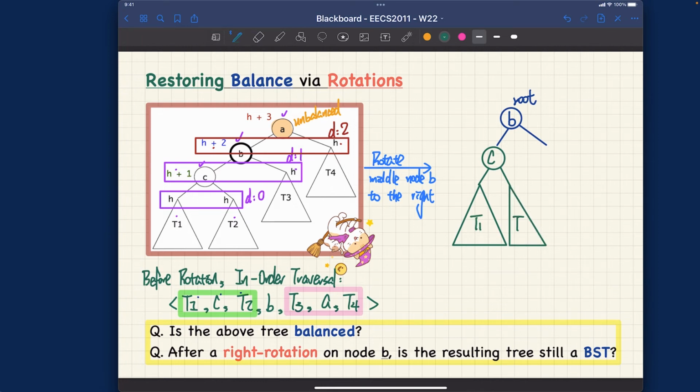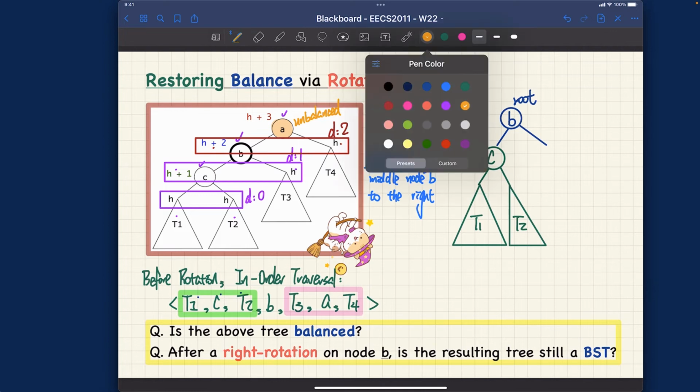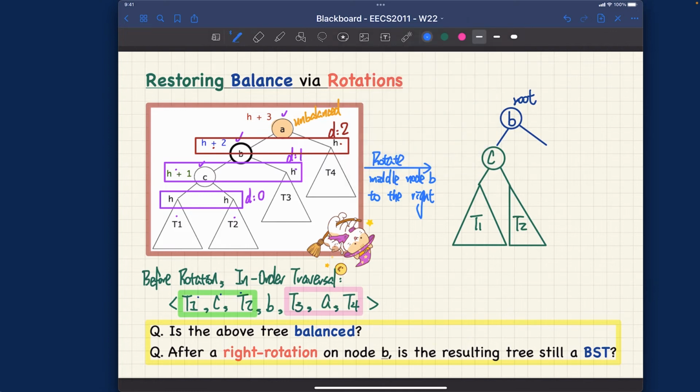T1 and T2. Let's annotate the height right away for this half. T1 and T2 haven't been changed, so height remains to be H. What about C? Maximum of H and H will be H plus 1. So you can see here, we have the height for C, this part over here remains unchanged. But let's now see what's going to happen for this particular part over here.